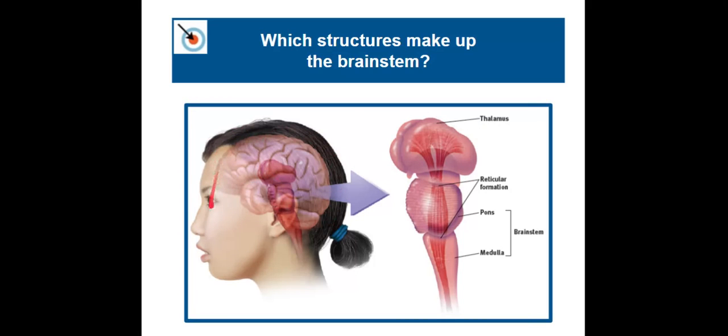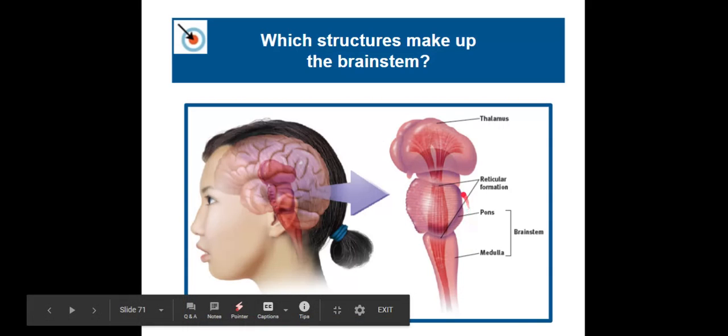So think of this as an ice cream cone. The ice cream is the thalamus, and then the brain stem is the cone: the medulla, the pons, and then the reticular formation that holds the pons. Make sure you know that. That will be on your test.